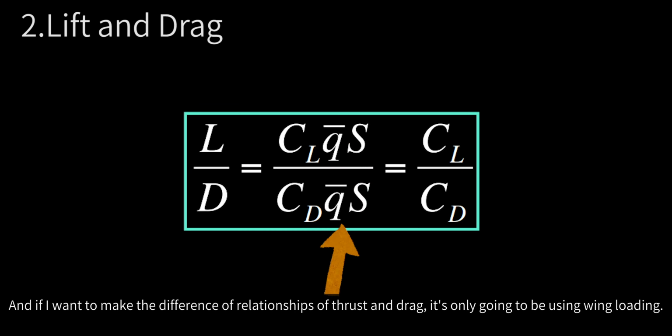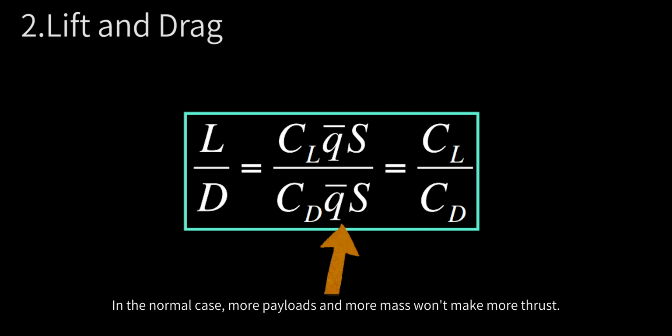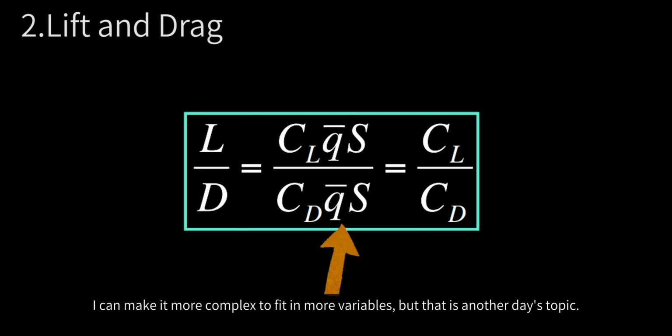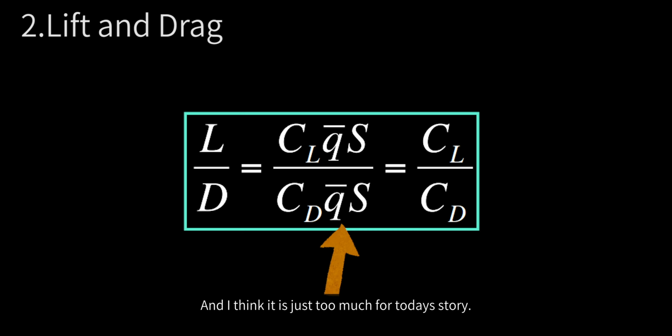And if I want to make the difference in the relationship of thrust and drag, it is only going to use wing loading in the normal case. More payloads and more mass won't make more thrust, and we can assume all fighters have a similar thrust-weight ratio in that config and airspeed. I can make it more complex to fit in more variables, but that is another day's topic, and I think it is just too much for today's story. Here, it is a quite simple story.